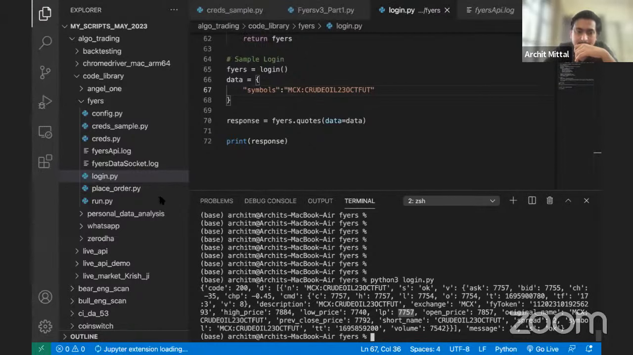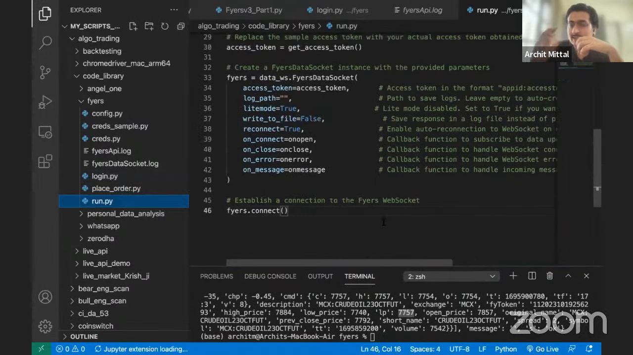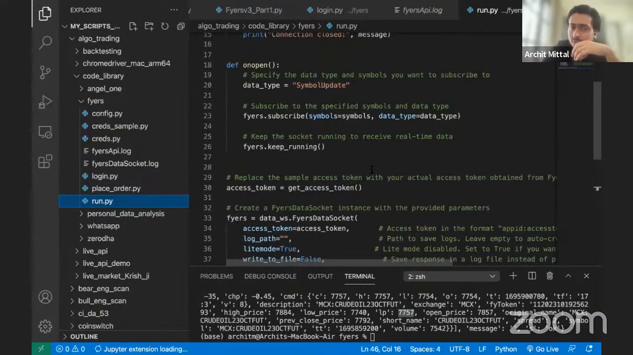Yes. Okay. Let's try to take a couple more, right? Now this is the static API. Now let's see, someone was asking about the WebSockets also. So I have the WebSocket code also. So this is the WebSocket. This is also provided by FYERS itself. You just have to know how to utilize this. Most of the things are given in the FYERS documentation.